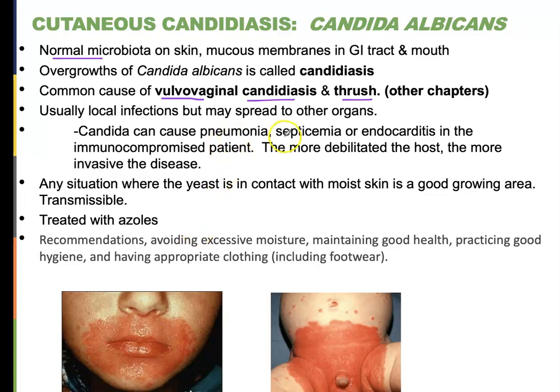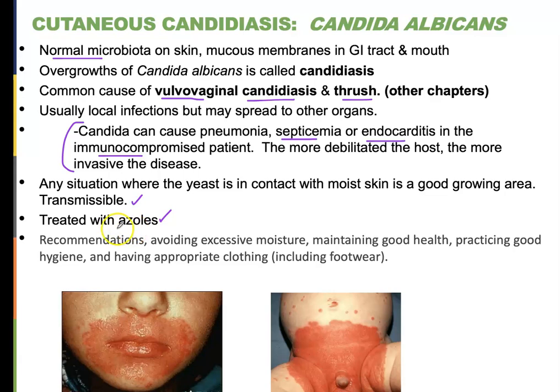In immunocompromised patients it can cause pneumonia, septicemia, that means it's in the bloodstream, or endocarditis, meaning it went to the heart. Candida usually is not a problem for healthy people. It might cause an infection now and then, either a yeast infection or thrush, but it's treatable. If you have a debilitated immune system, Candida becomes a real issue and can even become deadly. So it's transmissible and it's treated with azoles. A lot of the antifungals will end in, like, miconazole. That's an azole.